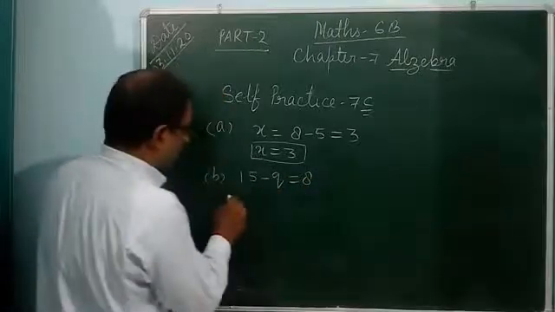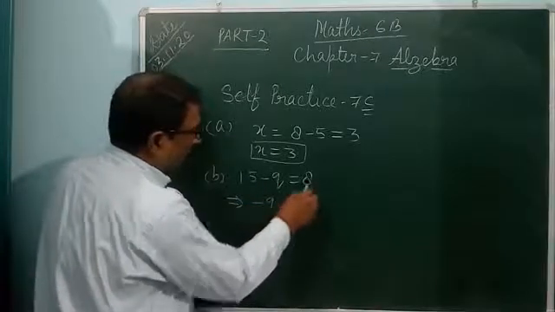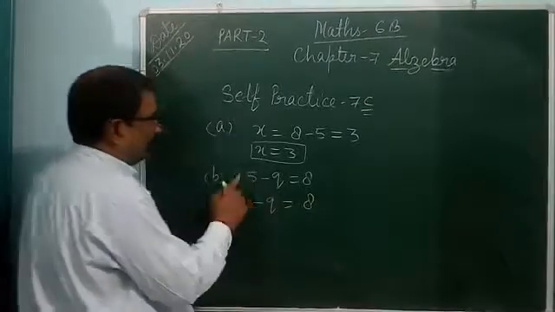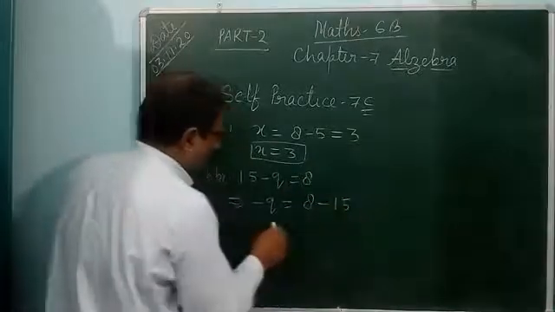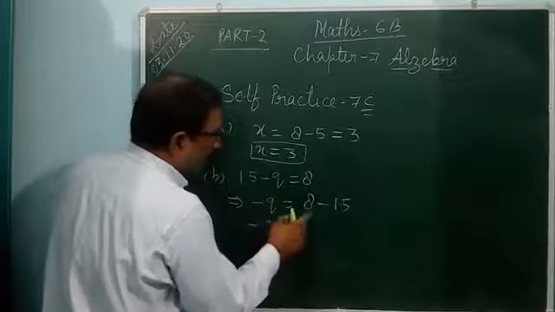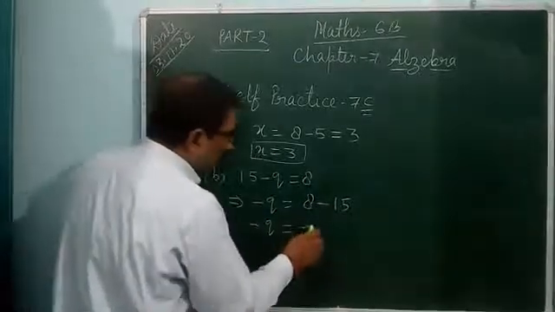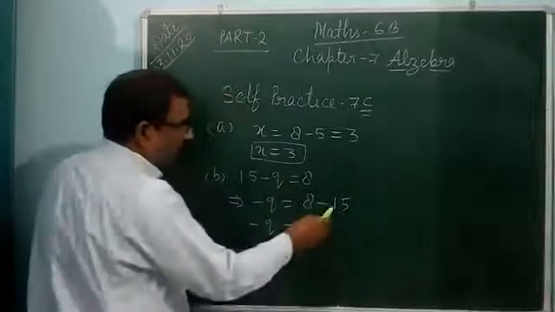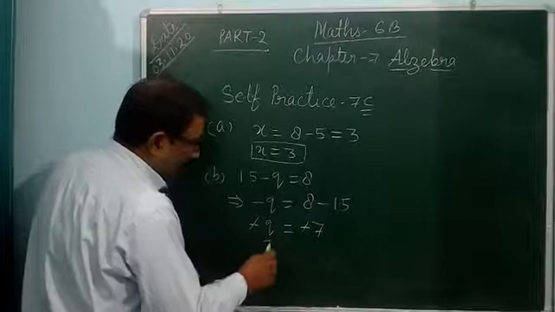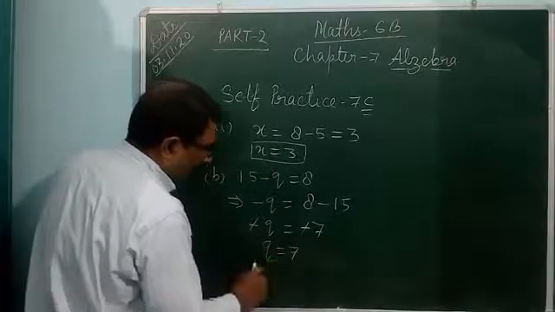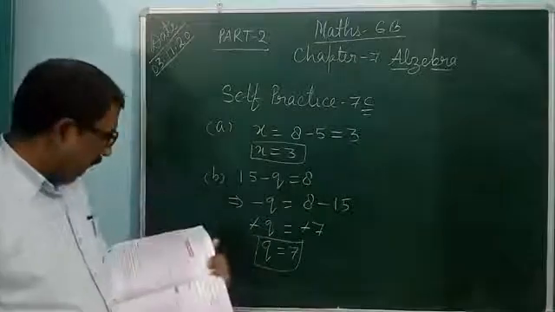So how can you solve this? See, minus q is equal to 8, and this plus 15 goes to the right side, it will be minus 15. So minus q is equal to 8 minus 15. The minus value is more, so it will be minus 7. Minus 15 plus 8 means minus 7. Minus and minus cancel. It means q is equal to 7. So this is the answer of question number B.